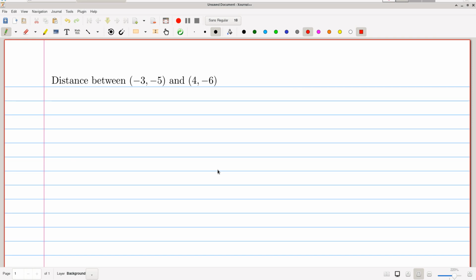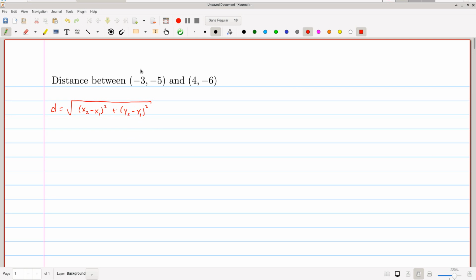Find the distance between the points (-3, -5) and (4, -6). Let's first identify the distance formula. Distance is the square root of (x2 minus x1) squared plus (y2 minus y1) squared. And the square root, make sure that it covers the entire expression.